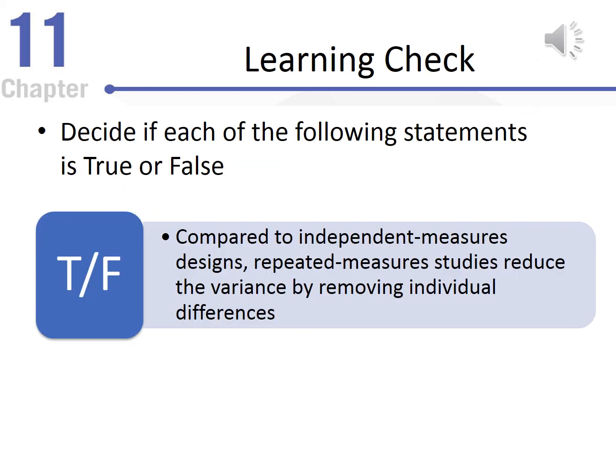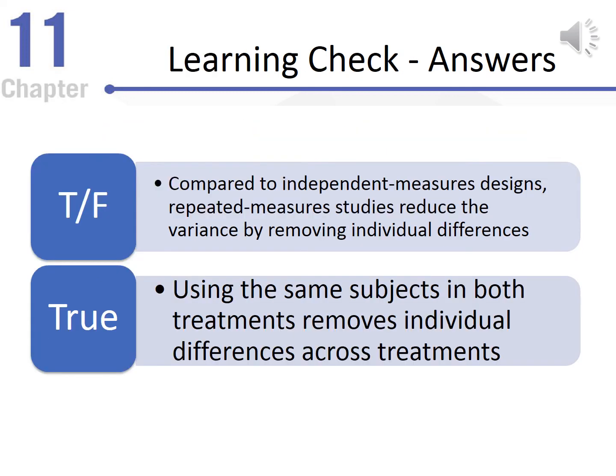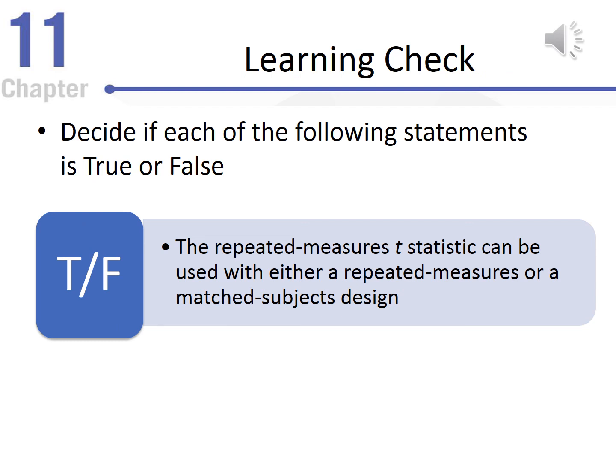Next one. Compared to the independent measures designs, repeated measures studies reduce the variance by removing individual differences. True or false? That one is true, of course. Using the same subjects in both treatments removes the possibility of individual differences affecting those treatments differentially. That is the principal advantage of the repeated measures design.